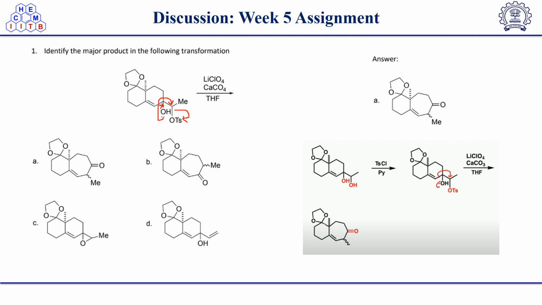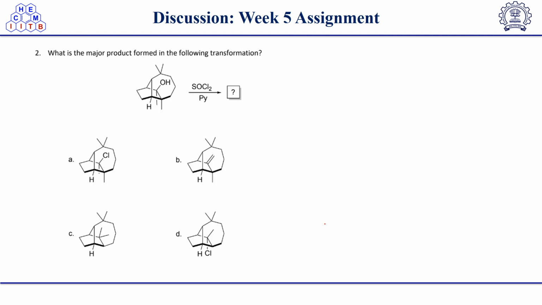Now moving to the next question. So what is the major product formed in the following transformation? This compound is being treated with SOCl2, thionyl chloride, in presence of pyridine. So what will be happening? Four options are given here.